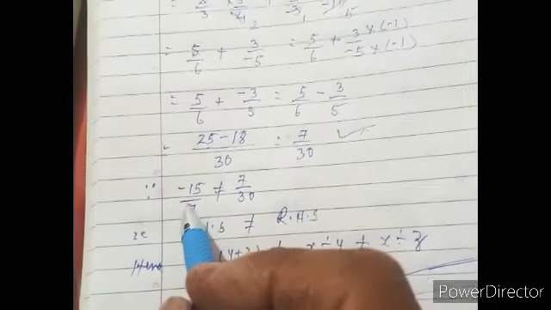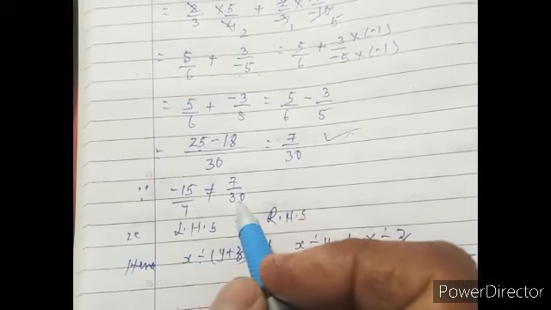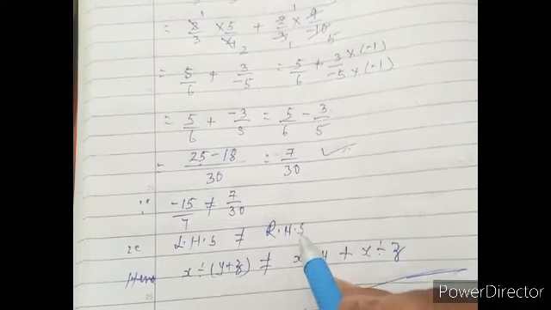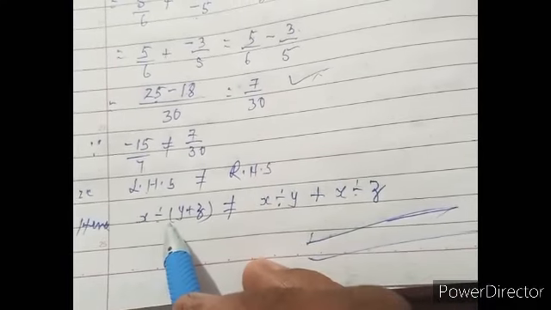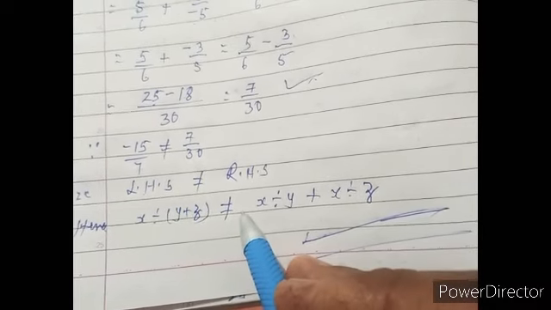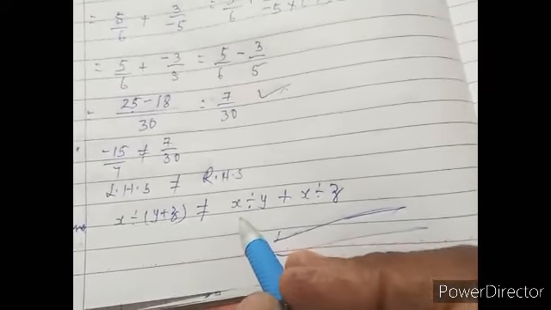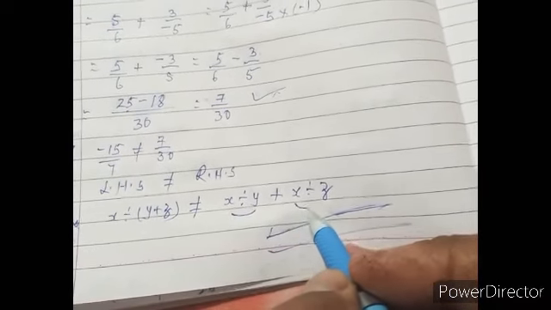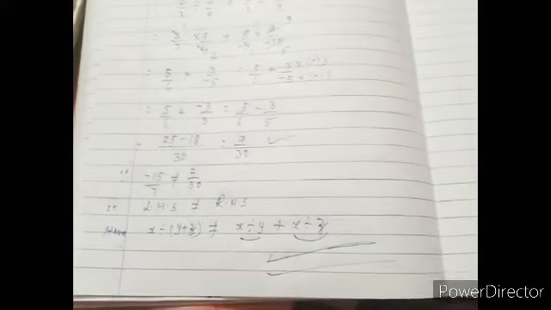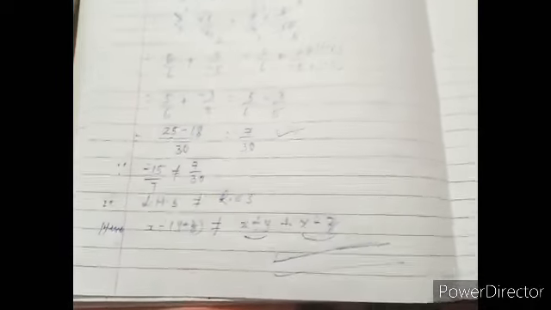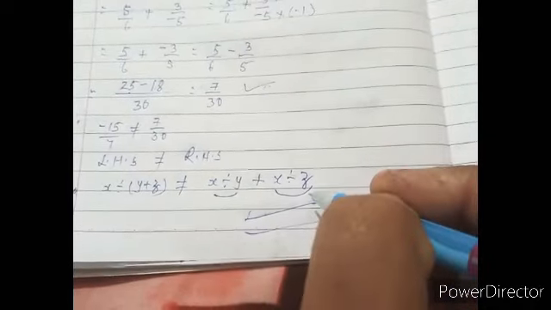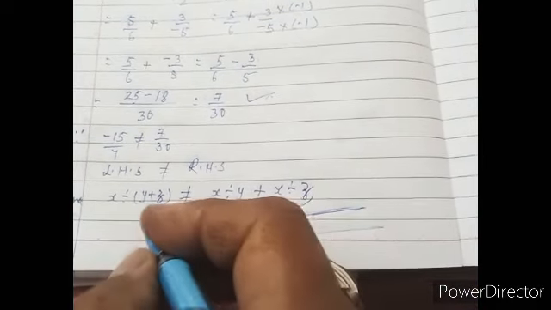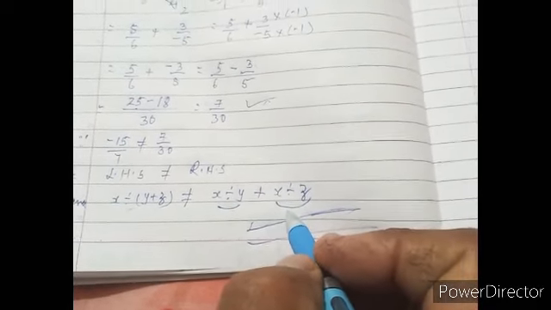Since minus 15 by 7 is not equal to 7 by 30, that is LHS is not equal to RHS. This shows that x divided by whole y plus z is not equal to x divided by y plus x divided by z. So this shows that one part of the distributive property holds true, but the other part of the distributive property doesn't hold true in the case of division of rational numbers.